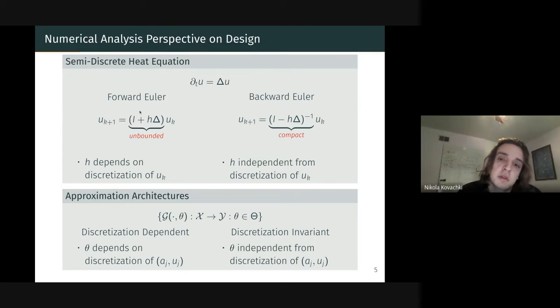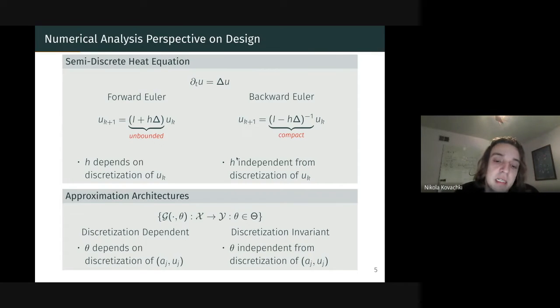Here, in this particular example, you can think of h as the cost of the method, right? If h is really small, then I need to take a lot of iterations of this method to get to my solution. And in particular, I have to pick the cost to depend on the discretization, if I go in this unbounded setting. Here, the cost is decoupled from the discretization of uk. Okay, so that's the idea about how we're going to design these architectures.